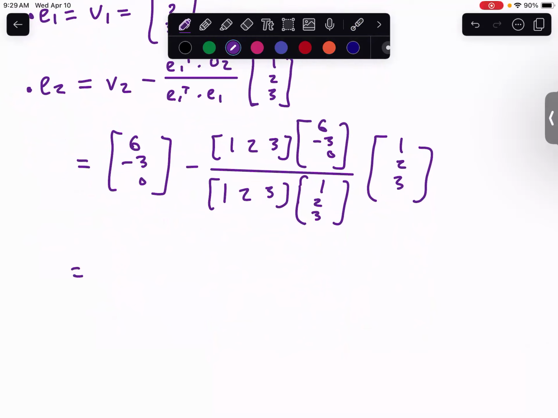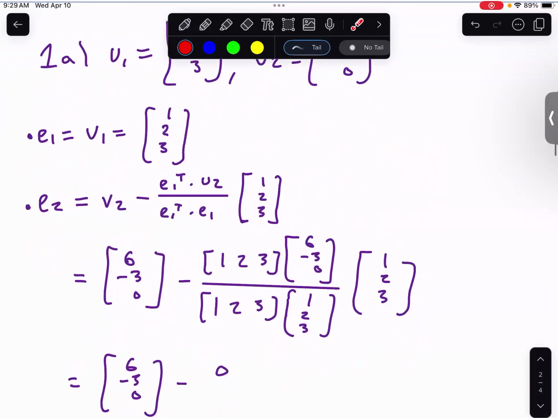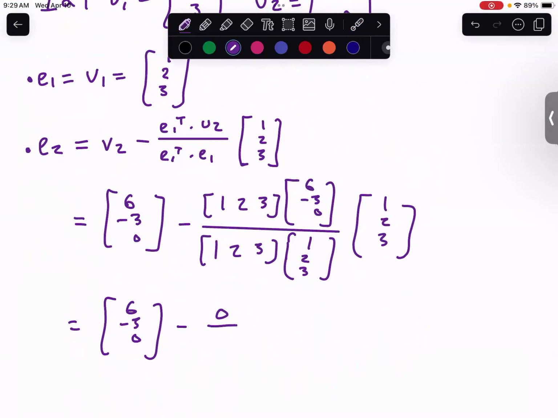So this will be equal to (6, -3, 0). Oh, maybe this isn't an interesting problem, because they're already orthogonal to one another. I didn't even notice that. If you dot this vector with this vector, you just get 0. So they're already orthogonal, which makes this not very interesting, but whatever. Then you multiply by this, and you see you just end up getting V2 back again.